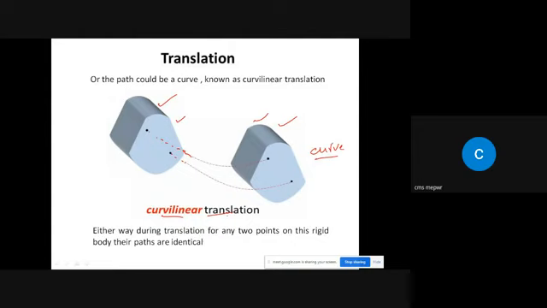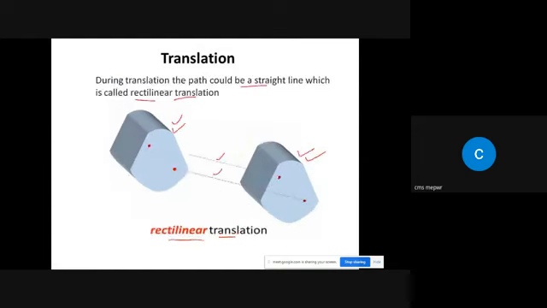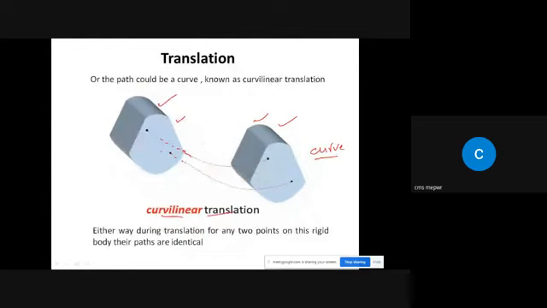But we need to remember that either way during translation, for any 2 points on this rigid body, their paths are identical. Means, for example, if we go back, the path that this point follows, from here till this point, is identical to the path followed by this particle. And similar is the case with this one. The path followed by this particle is identical with the path followed by this particle.